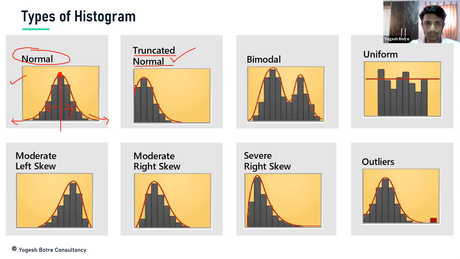So tell me, in which scenario will we see this kind of distribution? Let's say you receive some material from a supplier. You check some characteristics. Let's say you check the weight of the material or the part that you received from your supplier. And then you created a histogram of that material that is received. And it looks like this. So what do you interpret from that data?